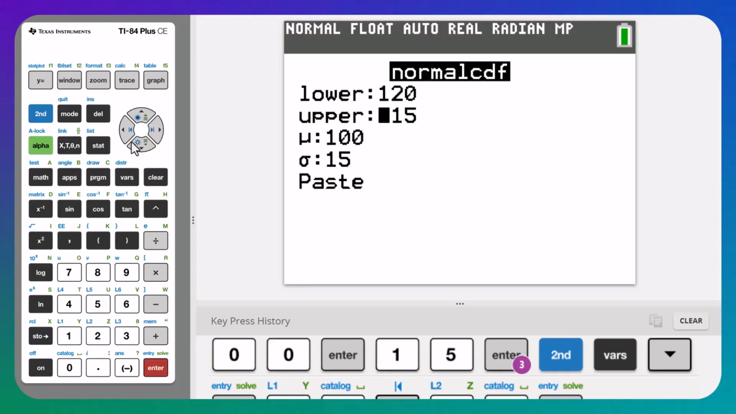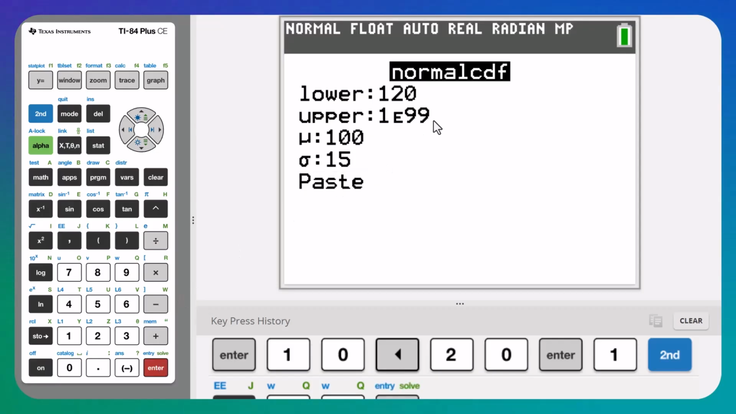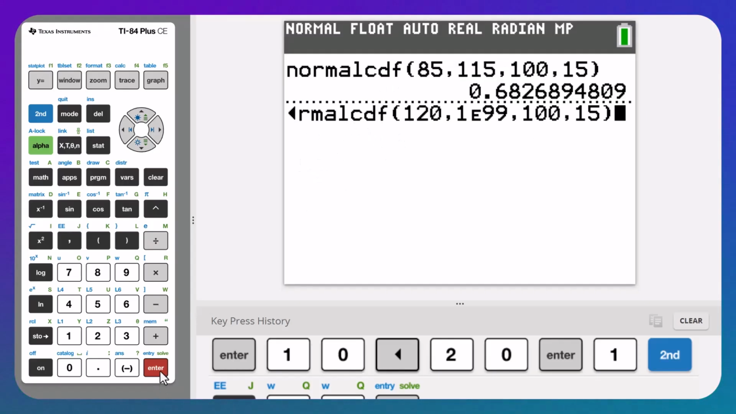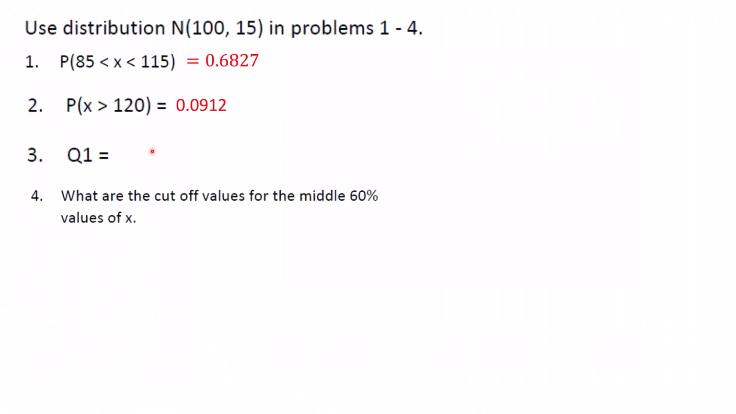My upper is infinity. So how do we do that on the TI? I have to go 1, 2nd, EE, 99, and keep the same mean and standard deviation. You can't do just right-sided, so you have to set a lower and an upper boundary. If you're going all the way to the right, you have to put in a really large number. Go ahead and paste, and we get 0.0912.